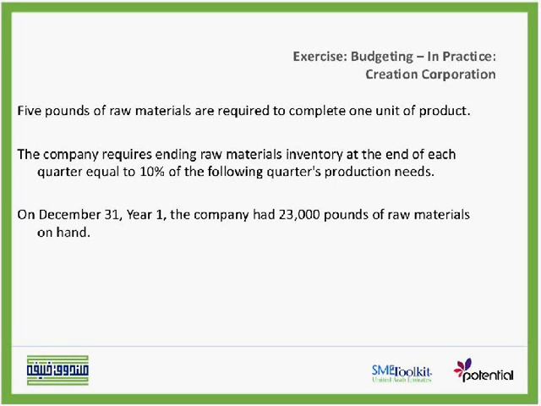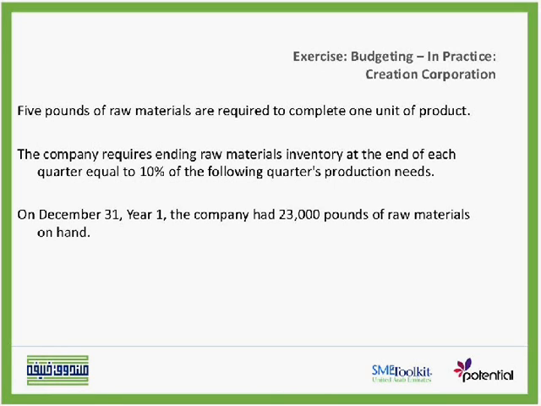The company requires an ending raw material inventory at the end of each quarter equal to 10% of the following quarter's production. So for the first quarter, we have 40,000 in terms of sales, and we have required production of 46,000. For the second quarter, we have 60,000 in sales and a required production of 72,000.